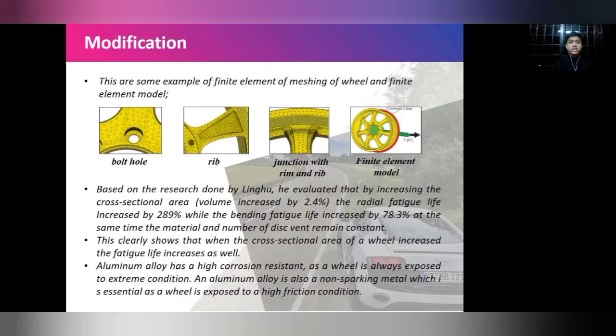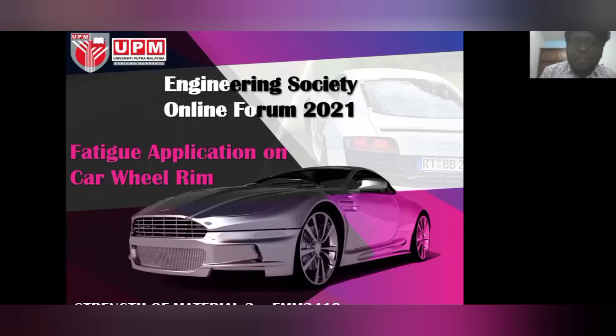So why did I choose the aluminium alloy? Because it has high corrosion resistance, as a wheel is always exposed to extreme conditions on the road. Aluminium alloy is also a non-sparking metal, which is essential as a wheel is exposed to high friction conditions. So that's all from me. Thank you, Muhammad Aiman bin Sheikh Muslim.